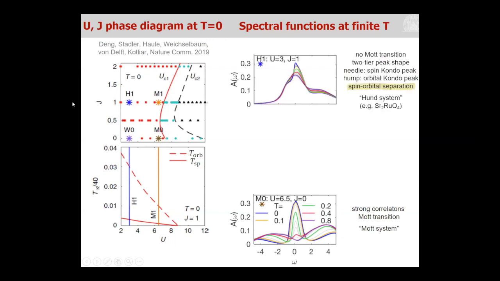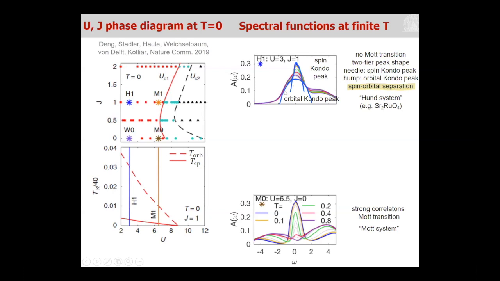Now, if you instead turn on J, so you put yourself, let's say here, J equals 1, small value of U, then the spectral function looks like this, again as a function of the 5 temperatures shown down here. So in this case, there's no Mott transition. As you lower the temperature, this quasi-particle peak does get suppressed, but it never turns into a pseudogap. And the shape of this quasi-particle peak at 0 temperature actually is a 2-tiered structure. There's a broad bump, if you look at the blue curve, which I just highlighted by hand, followed by a sharp needle.